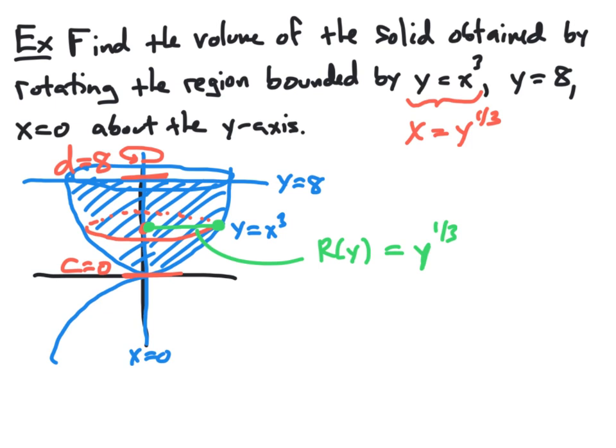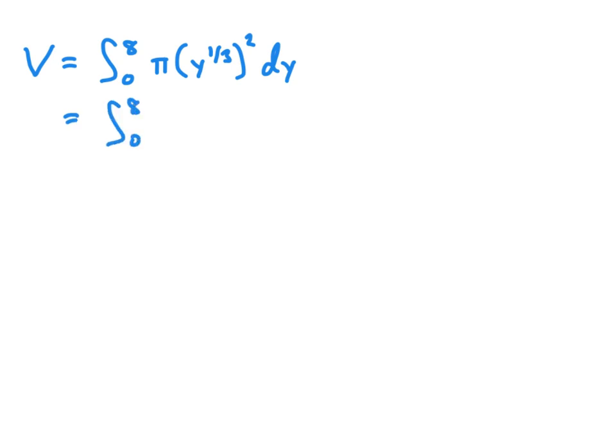We know that we're going to be using the disk method, we know the radius of each of the cross-sectional disks, and we know the y values where the disks will be taken, in particular from 0 up to 8. And so now we use our integral formula and compute the volume. The volume will be given by the definite integral from 0 to 8 of our cross-sectional area, which is pi times our radius squared, and our radius is y to the 1/3. So we have y to the 1/3 quantity squared dy. And of course, this simplifies to the integral from 0 to 8 of pi y to the 2/3 dy.